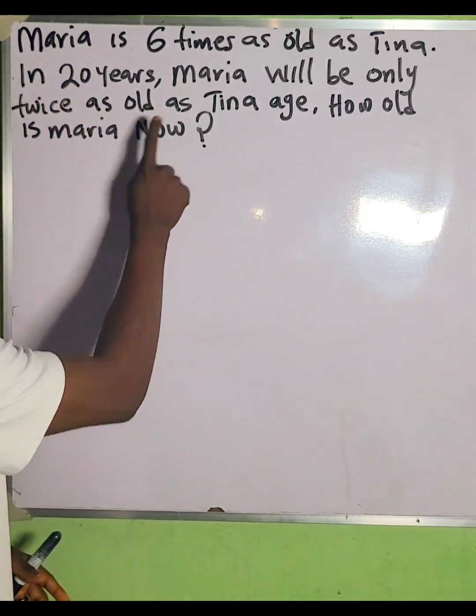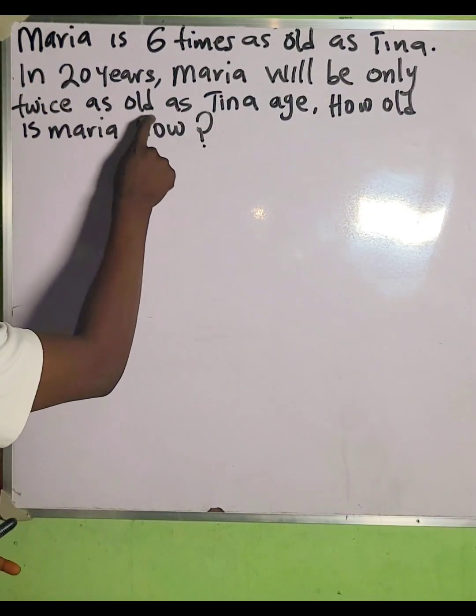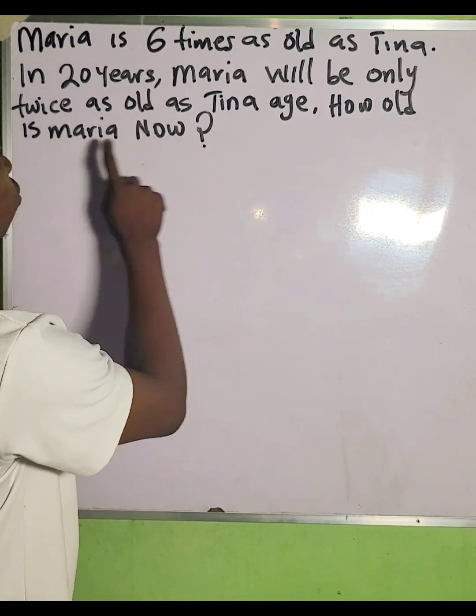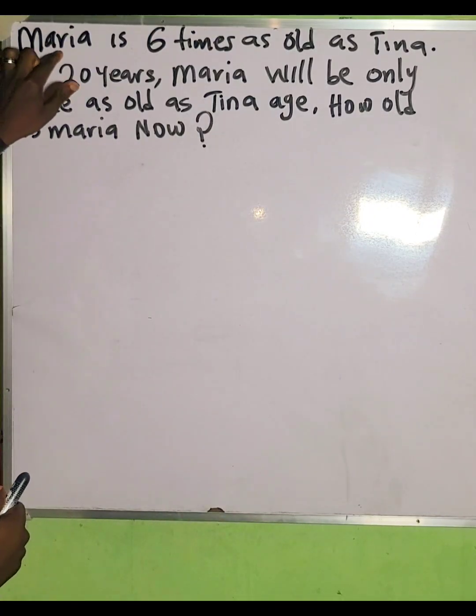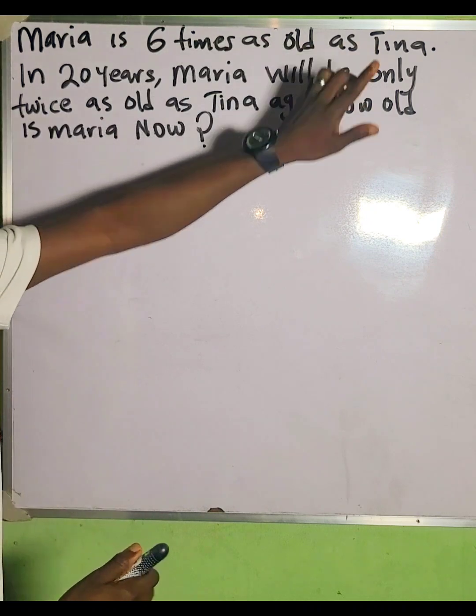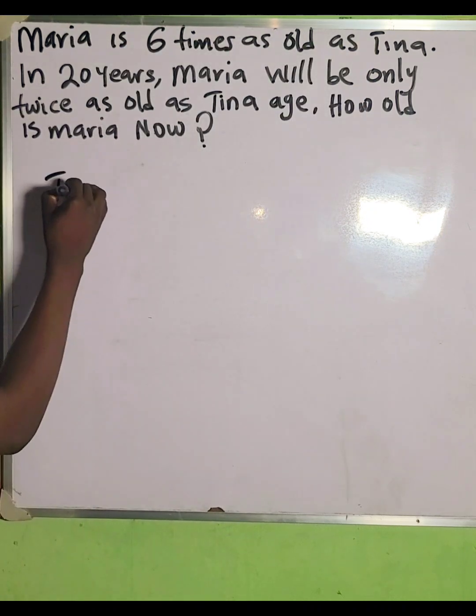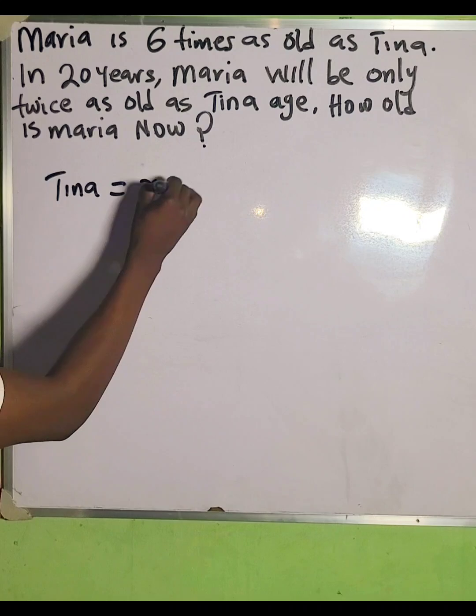In 20 years, Maria will be only twice as old as Tina's age. Then how old is Maria now? So if you look at the first line of the question, Maria is 6 times as old as Tina. So we don't know the age of Tina. So we can let the age of Tina be x.